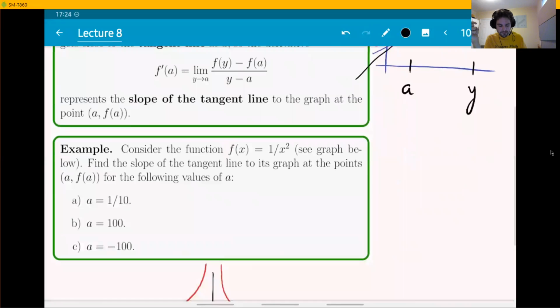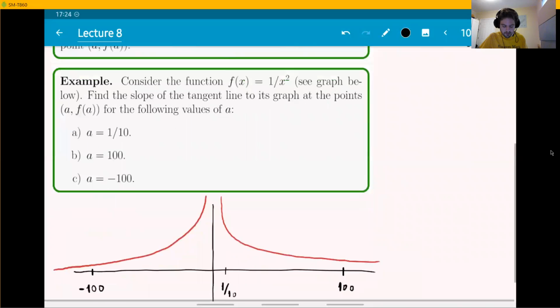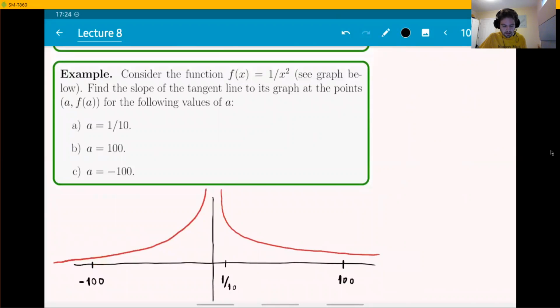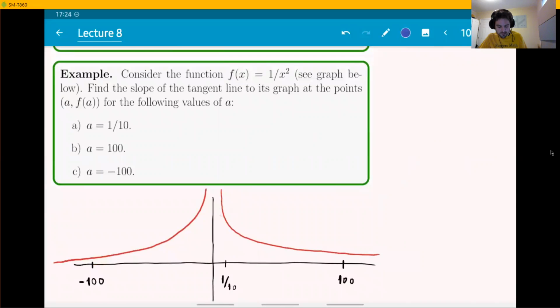So here's an example. Consider the function 1 over x squared. See the graph below. This is the graph of 1 over x squared. Find the slope of the tangent line to its graph at the following points: 1 over 10, 100, and minus 100. Well, just looking at these points on the graph, let's try to draw the tangent line so we understand what they're doing, by the way.